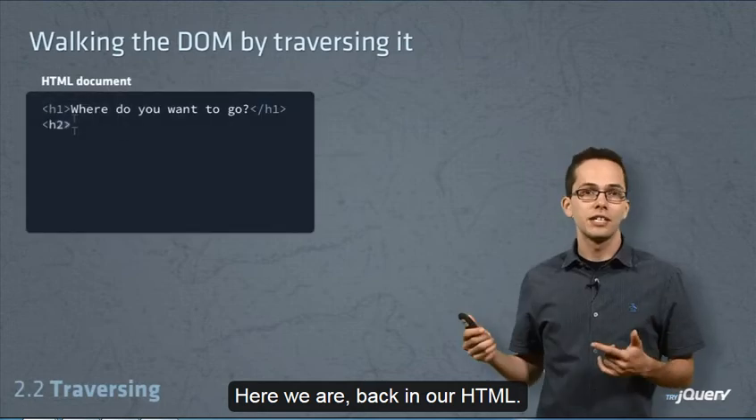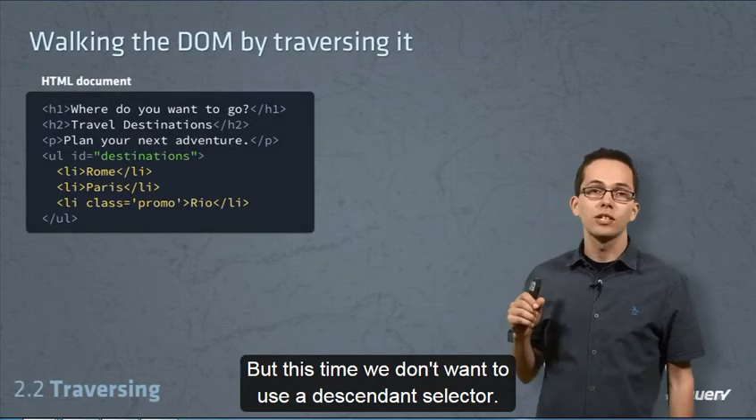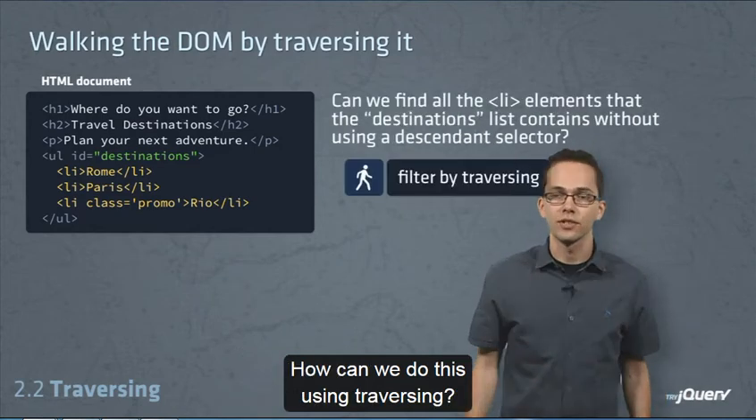Here we are back in our HTML, and we want to select all the list items again, but this time we don't want to use a descendant selector. How can we do this using traversing?